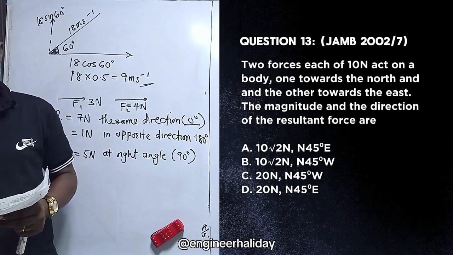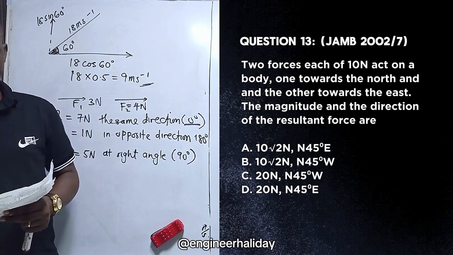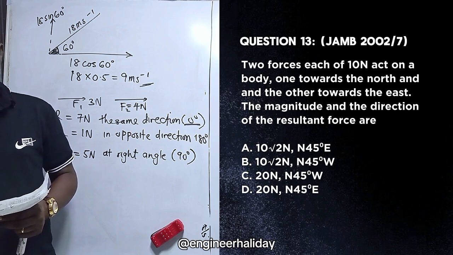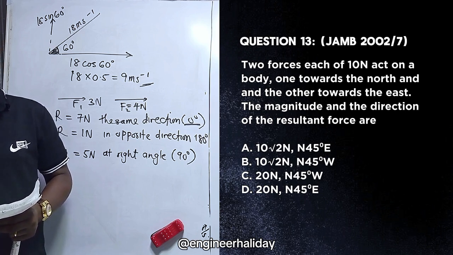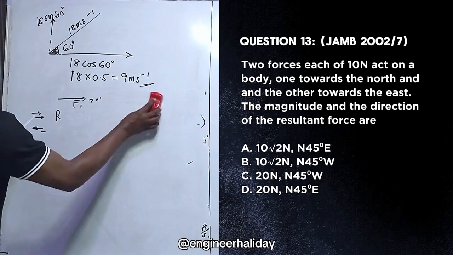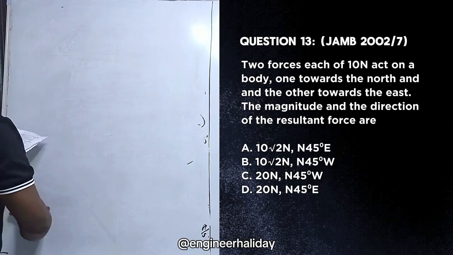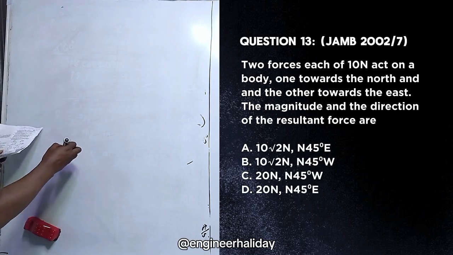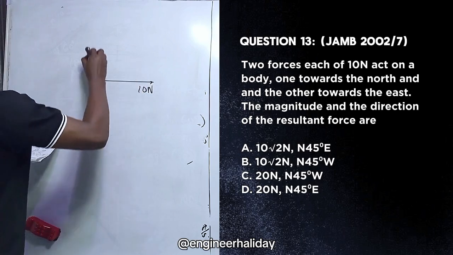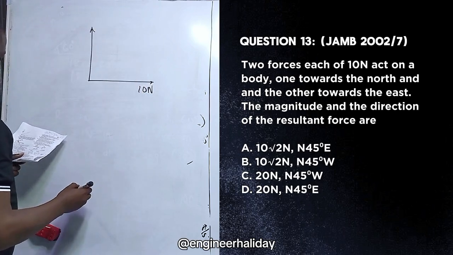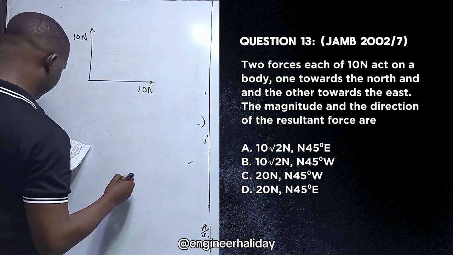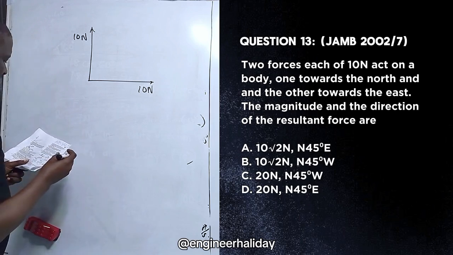Number 13 says, two forces each 10 Newton act on a body, one towards the north and the other towards the east. The magnitude and the direction of the resultant force is dash. Now, this one is very simple. So this is number 13. There are two forces of 10 Newton acting on the body, one towards the north, which is 10 Newton, and one towards the east, the same 10 Newton. We want the magnitude and the direction.